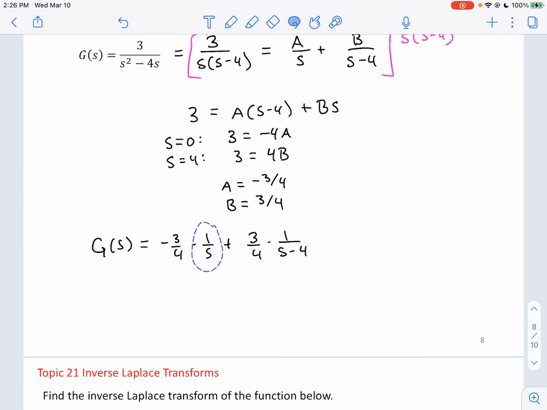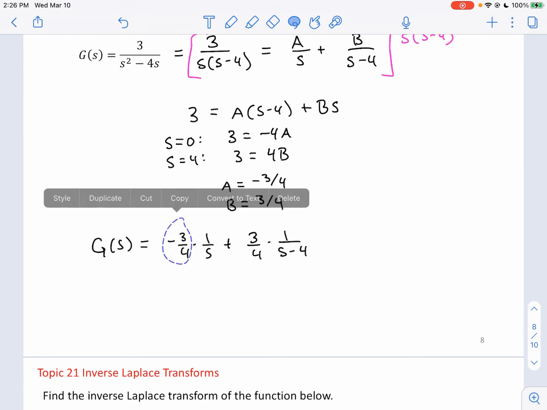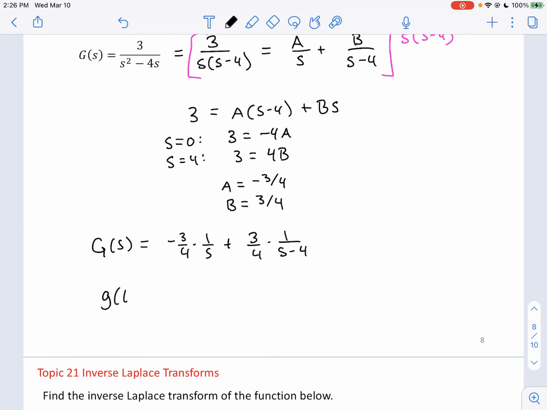Now the 1 over s, what is the inverse Laplace of 1 over s? That's just the constant 1. Or if you put that negative 3/4 up in the numerator, then you have a constant over s, like k over s. And the inverse Laplace of k over s is just the k. So we have g of t is equal to just that constant, negative 3/4. And then the other one here, the inverse Laplace of 1 over s minus 4, is e to the 4t. So plus 3/4 e to the 4t. And we've finished that one.